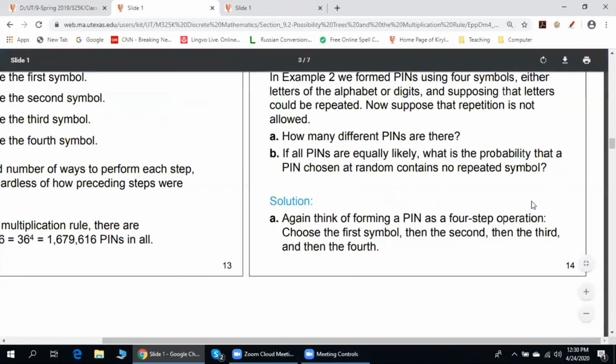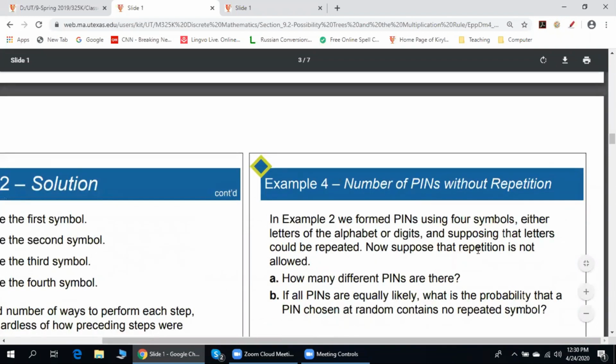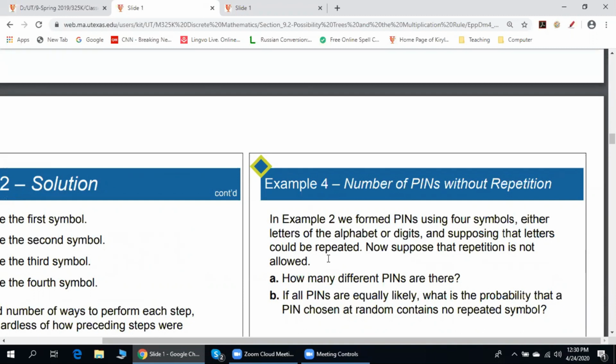Next. Suppose that repetition is not allowed. How many different pins are there? Anybody? Now repetitions are not allowed. 36 times 35 times 34 times 33. Absolutely. It's 36 times 35 times 34 times 33.